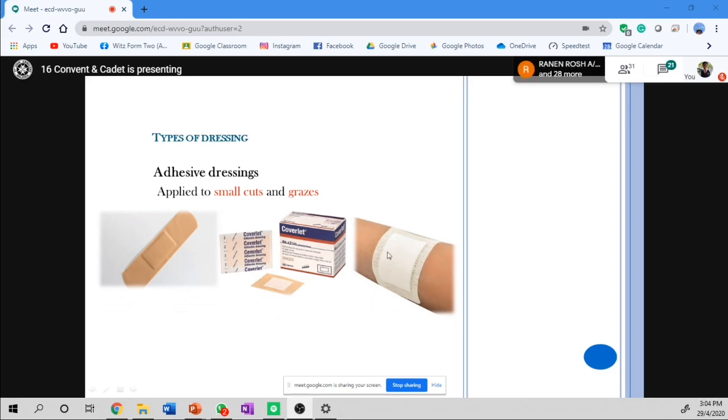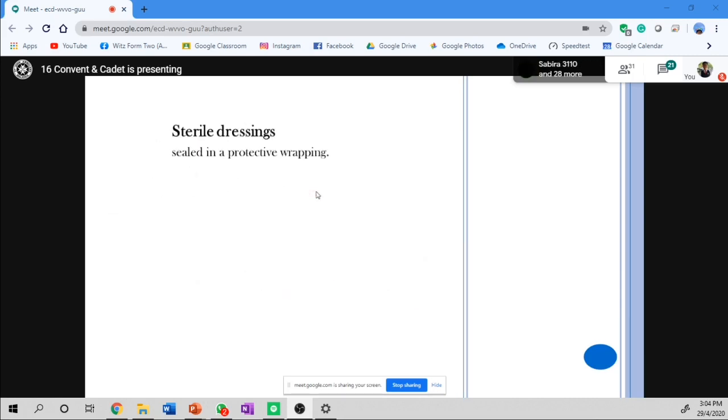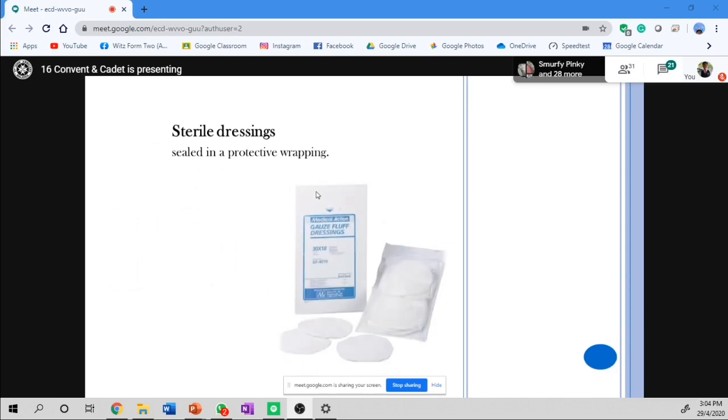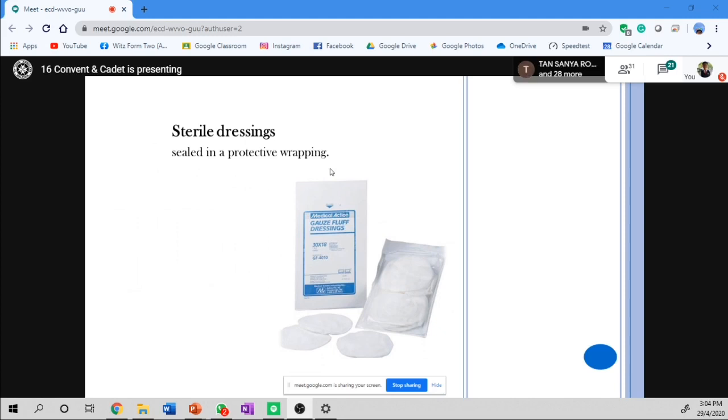Normally this type of dressing will be applied to small cuts and grazes. Graze means a small wound, something like an abrasion. Then the second type of dressing is sterile dressing. Sterile means totally clean. The dressing doesn't have any bacteria or other living organisms. Normally the sterile dressing will be sealed in a protective wrapping like this. As you all can see, the gauze or bandage is sealed in a protective wrapping, a plastic cover.